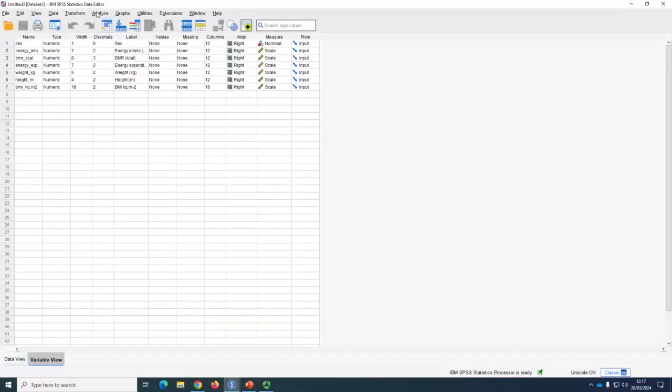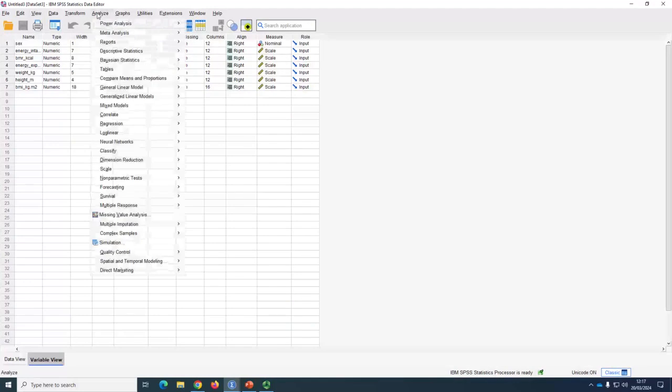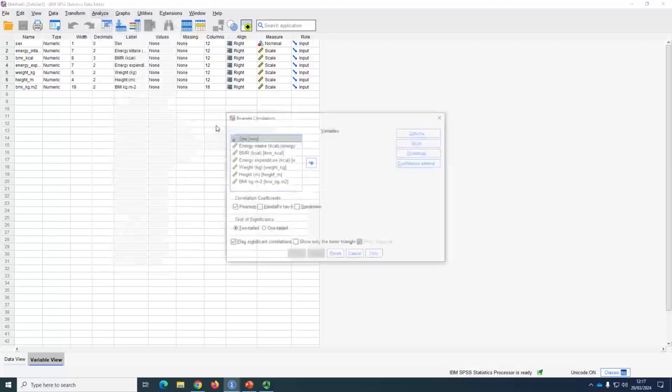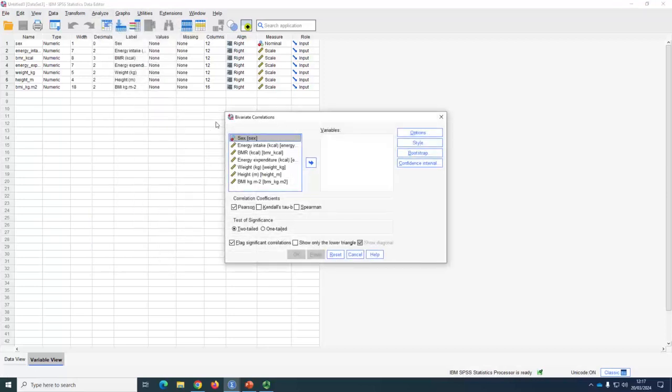Okay, so same as we did before, go to Analyze, and I'll scroll down past descriptives to correlate, and then roll to bivariate. So for those of you that are new to this, correlation is testing the relationship between one factor and another. Sort of seeing, is one factor associated with another factor.